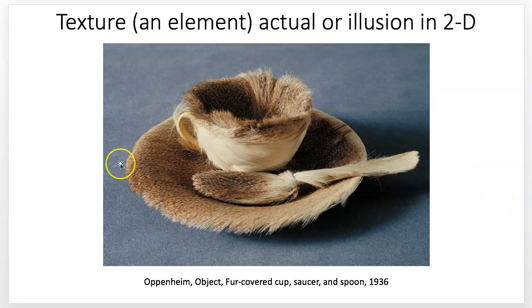So this is an actual texture, right? The fur. And then there's an illusion of it in 2D when we create lines or painted lines or through paint, or even we add something into the paint, maybe like sand, and then it becomes an actual texture on a painting. So there's a lot of ways it can get interesting.